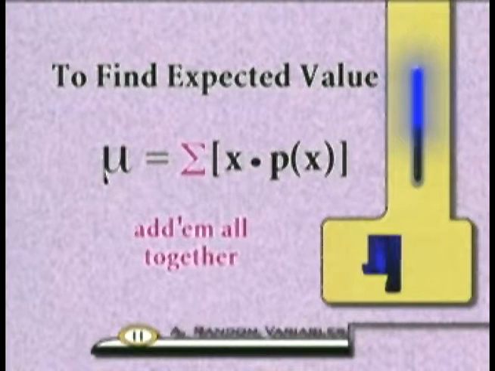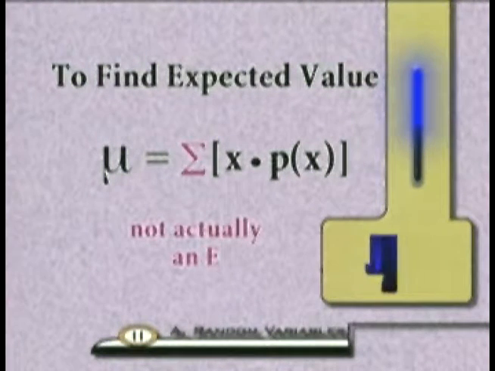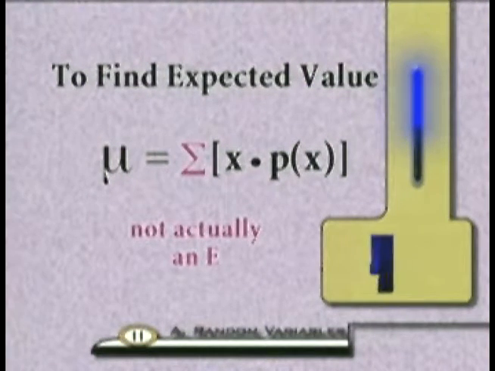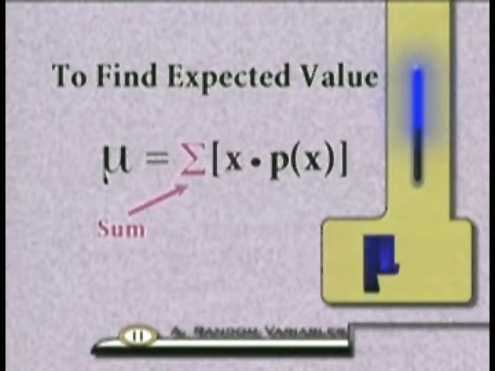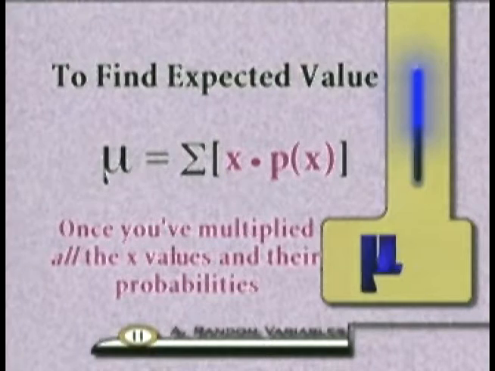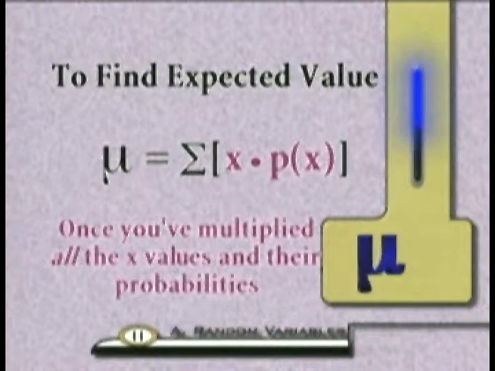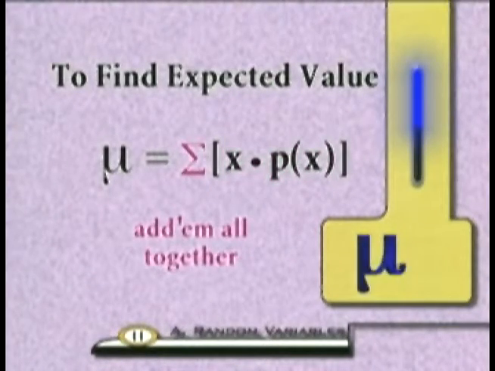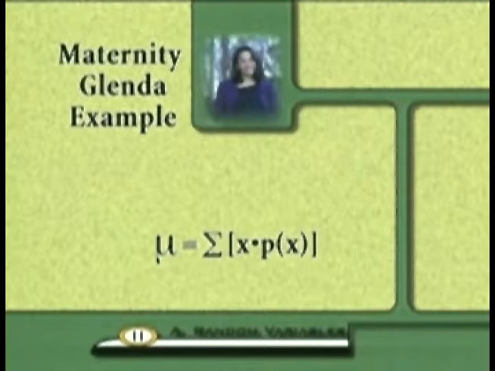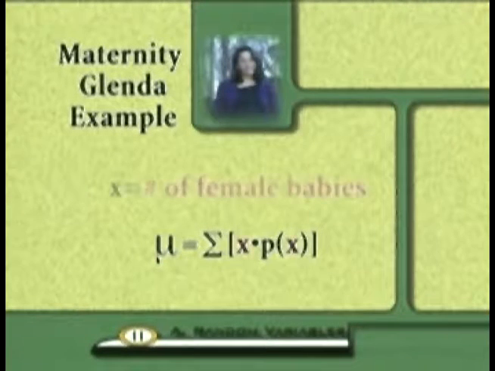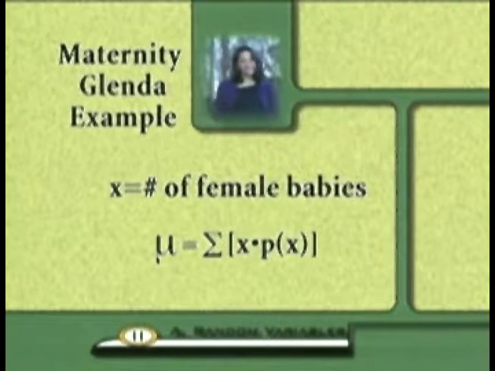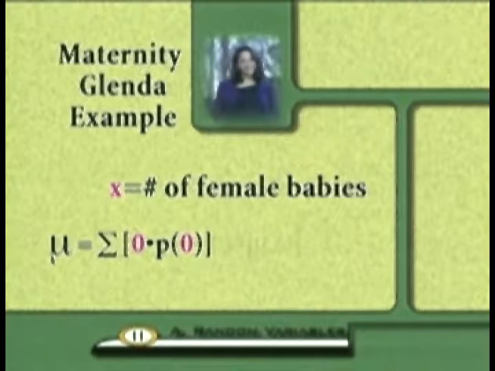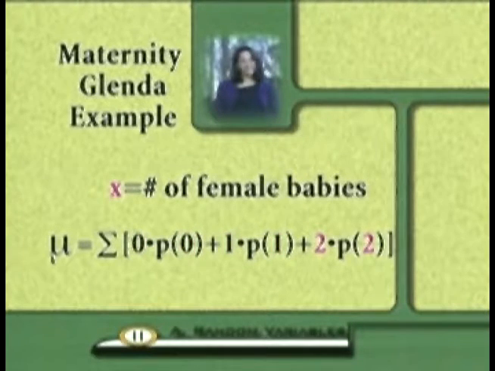How did that big E get in there? That big E-looking thing is not an E at all. It's actually the Greek letter sigma, and it stands for sum. It's just a reminder that once you've multiplied all the x values and their probabilities, you need to add them all together. Using the data from our Maternity Glenda example, the potential values for little x are the possible number of female babies she can give birth to. Again, she can give birth to 0, 1, or 2 female babies.